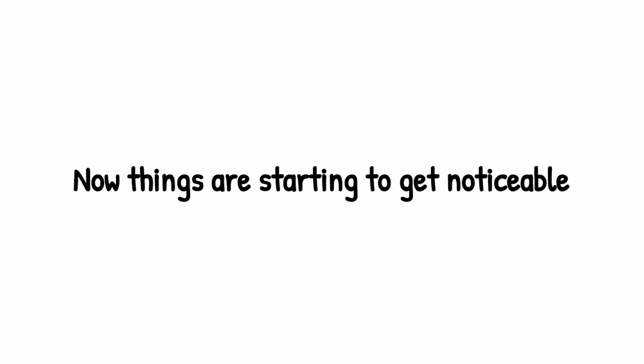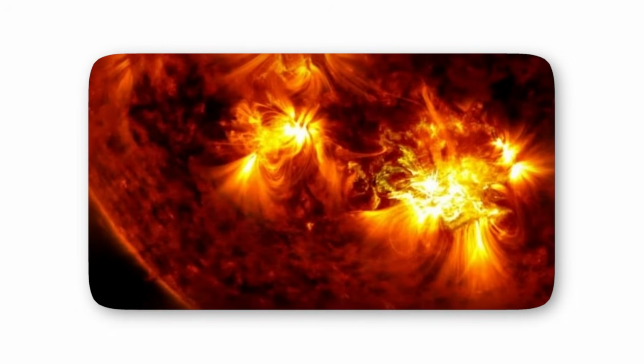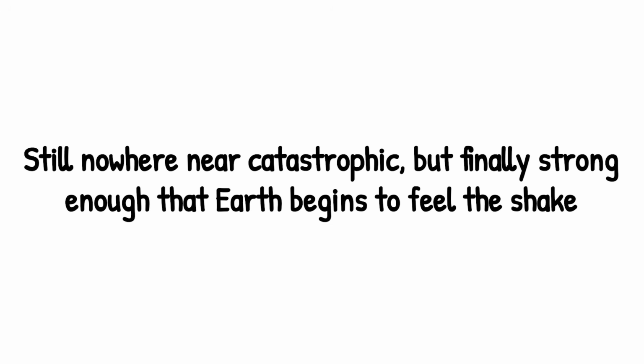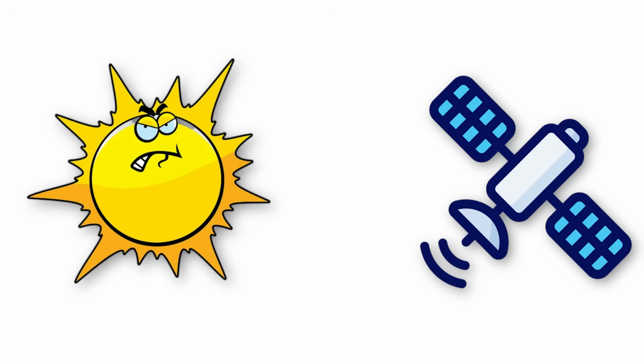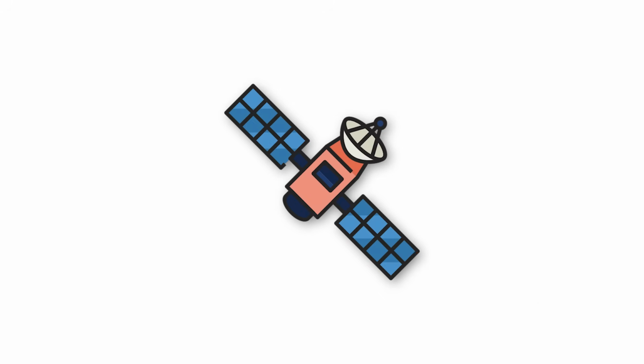Level 3. Now things are starting to get noticeable. Welcome to the world of the C-class flare, the middleweight fighter of solar activity. Still nowhere near catastrophic, but finally strong enough that Earth begins to feel the shake. C-class flares can cause noticeable interference with satellites. Think GPS glitches, communication signals acting up, and satellites having to work overtime to filter out the sun's noisy static.